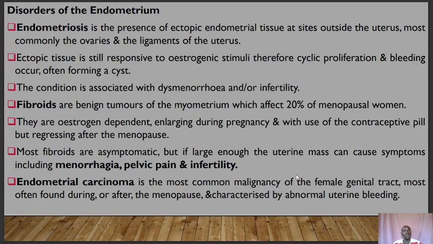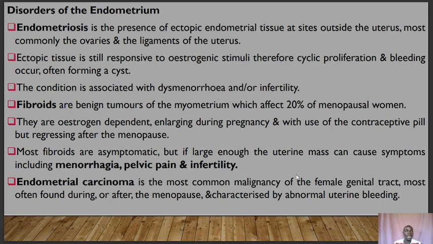So we have a number of disorders that affect the uterus, especially the endometrium, that's the inner lining. One of the key conditions is endometriosis. This is just the presence of ectopic endometrial tissue at sites outside the uterus, most commonly the ovaries and the ligaments of the uterus. So ectopic tissue is still responsive to oestrogenic stimuli. Therefore, cyclic proliferation and bleeding can occur, often forming a cyst. So this condition is associated with dysmenorrhea and infertility or both.